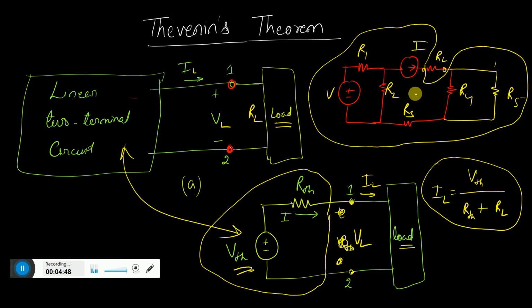Earlier you had to recalculate every time and find the value of current through RL. But now if the entire circuit can be converted into two simple elements, that is VTH and RTH, you can simply find the value of the current.